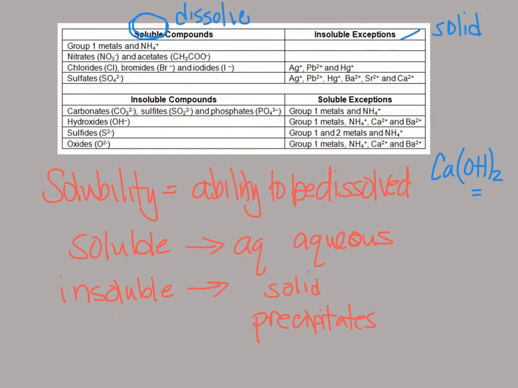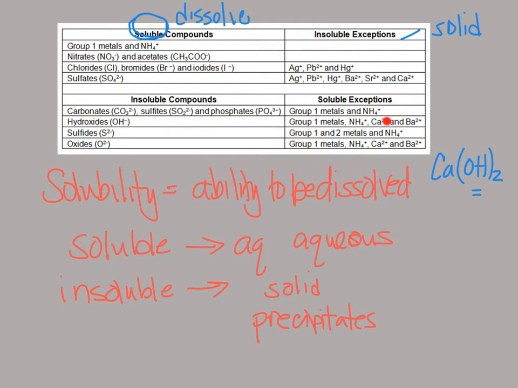And if we come over here and we look on this side, it says all metals in group 1, all nitrates, acetates, chlorides, bromides, iodides, sulfates. So far we haven't talked about our OH, which is a hydroxide. Now in the second group down here, it says carbonates, sulfites, phosphates, hydroxides, sulfides, and oxides. So down here, it's telling us that hydroxide is insoluble.